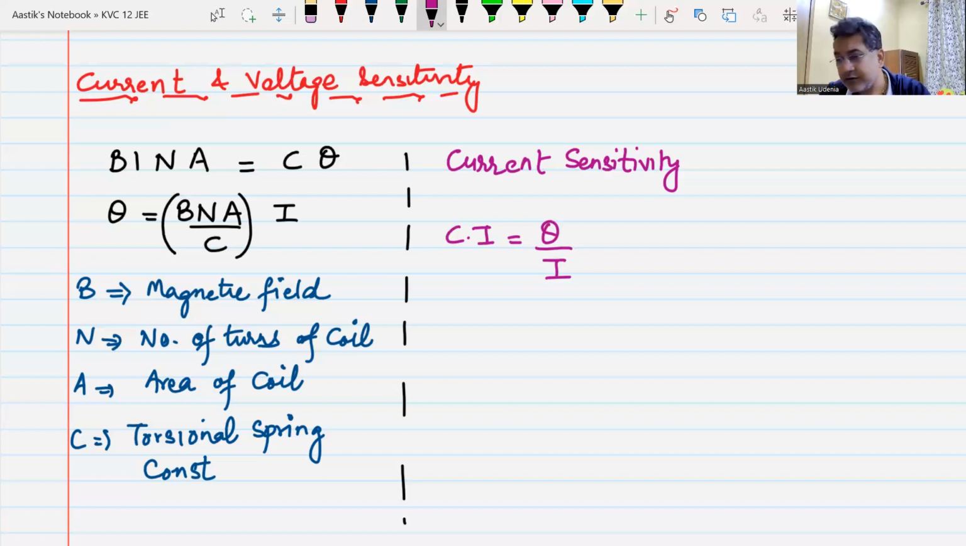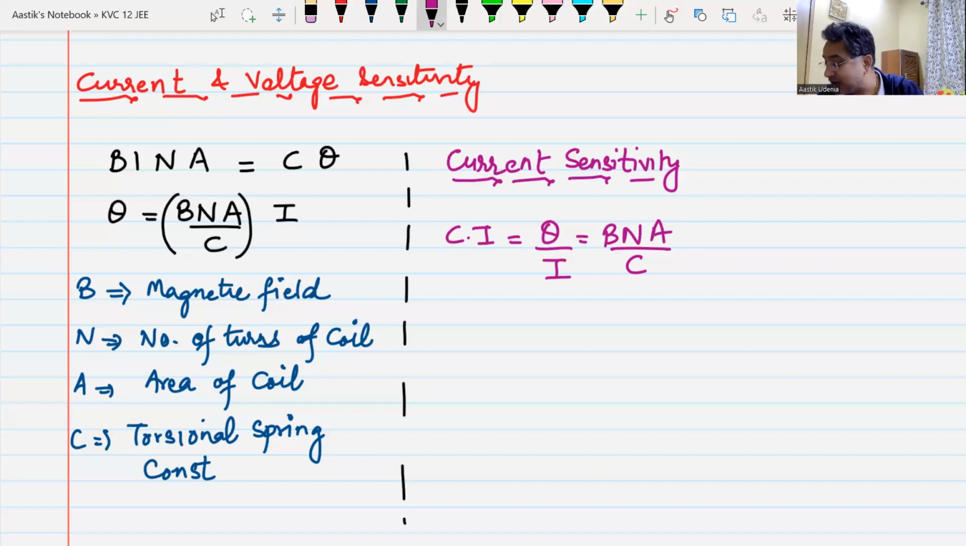If your galvanometer can measure very small values of current, for a small current it can give you a large deflection, it becomes more sensitive. Yes or no? So if I write it from the equation, it becomes B N A by C, because I had to use B and A. That is why I had to tell you what is B and A. This is current sensitivity. Don't write it now. I'll give you time to write it.